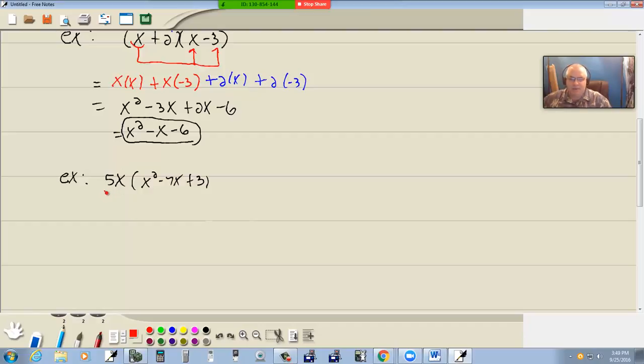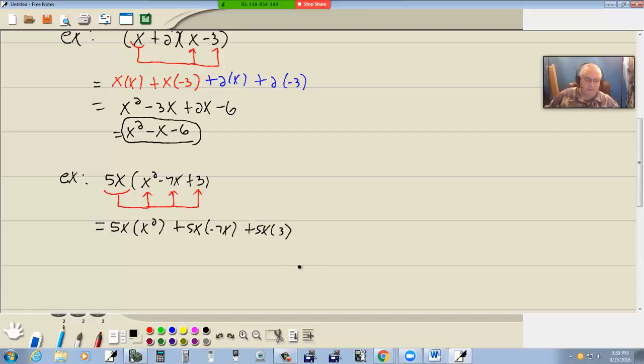So again, I'll use line method. I'll take this term out in front and I'll multiply it times each term inside. The line method will always work in terms of telling you what to multiply together. So I'll take 5x times x squared. I'll take 5x times negative 7x. And I'll take 5x times 3.